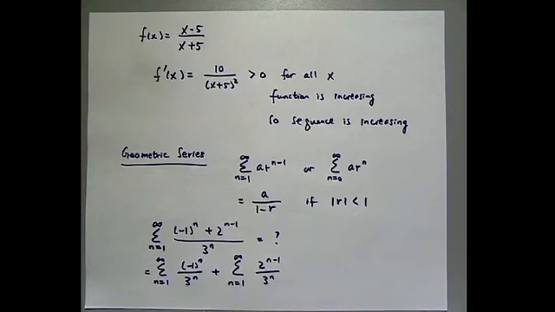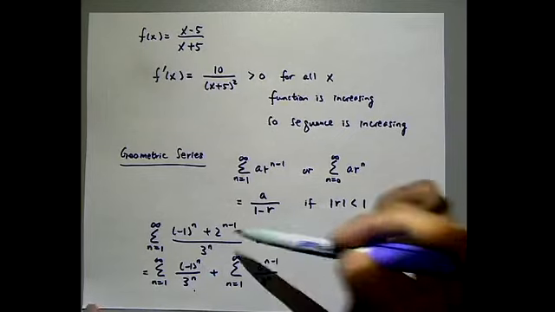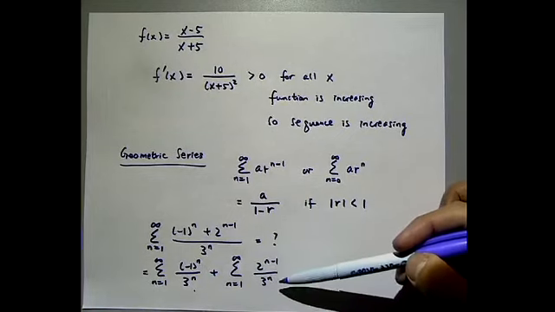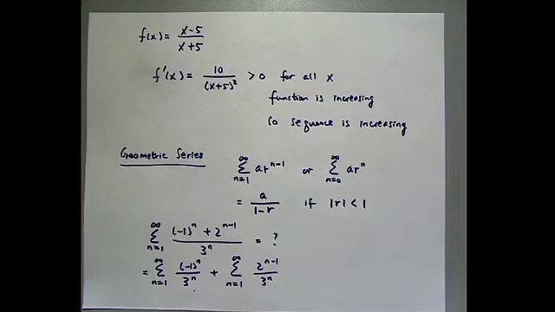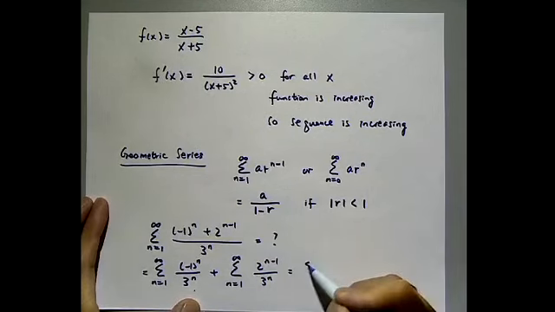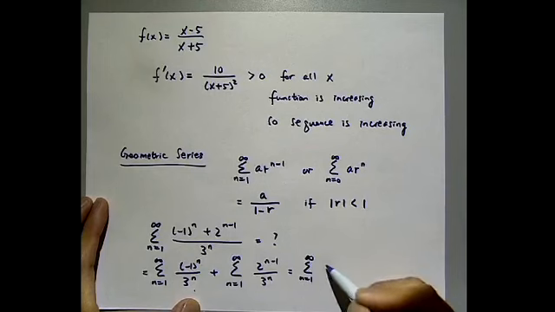Now I broke apart the numerator, and each one is dividing by the same denominator. So I have an infinite series. The first one is (-1)^n over 3^n. The second one is 2^(n-1) over 3^n. And both of these are geometric series. The first one is pretty clear.